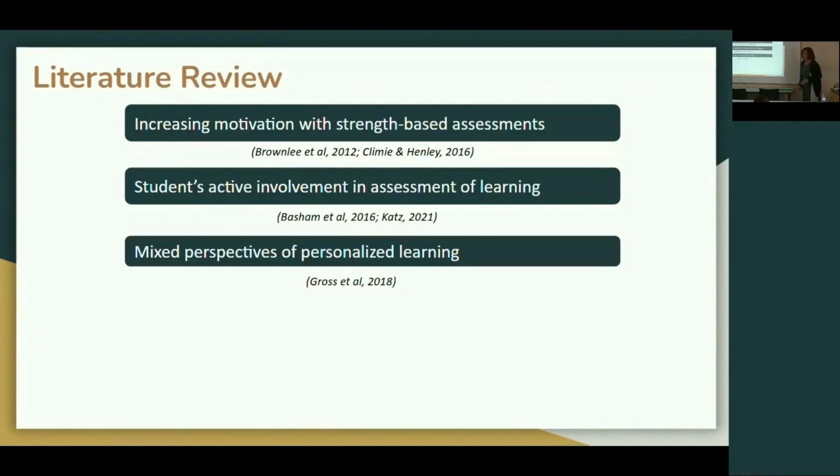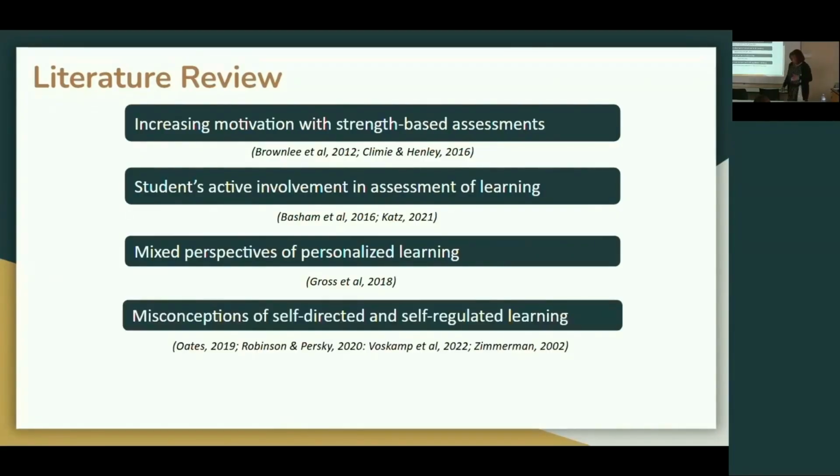Gross's study on personalized learning environments found that many teachers were receptive to including interests in the curriculum. However, fewer teachers were receptive to providing meaningful choice, especially at the high school level. And then some of these mixed views could be related to misconceptions of self-directed learning and self-regulated learning.